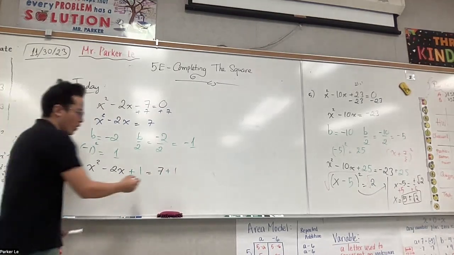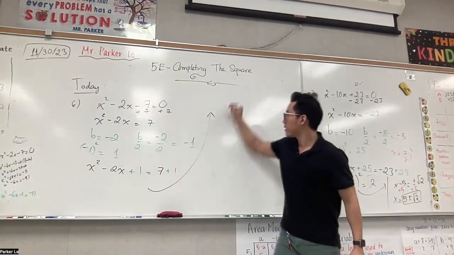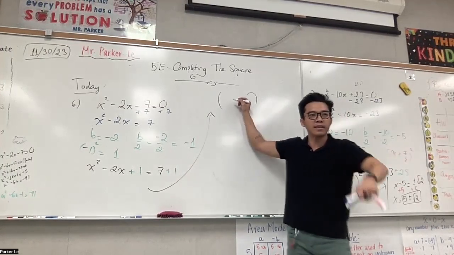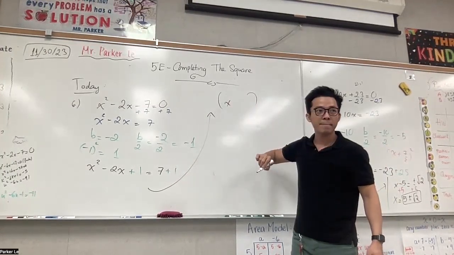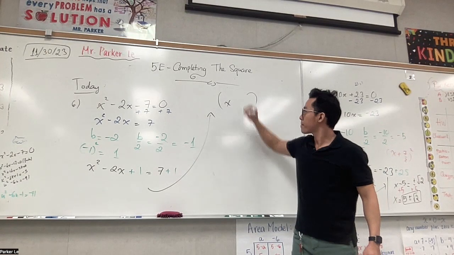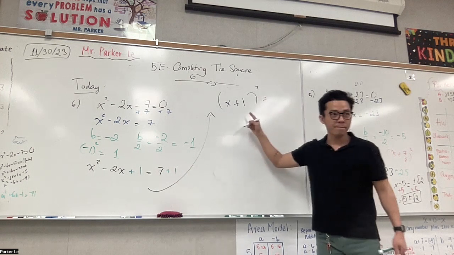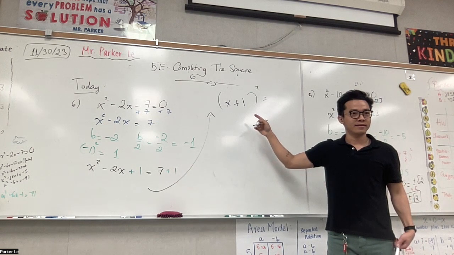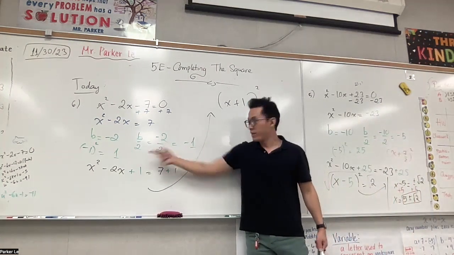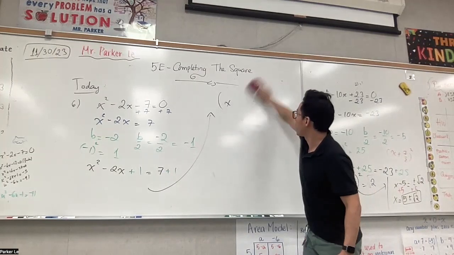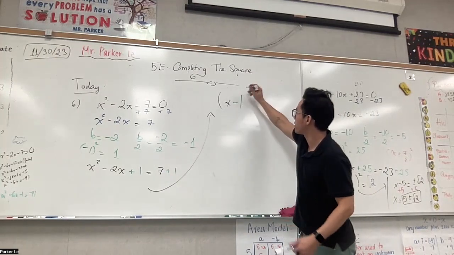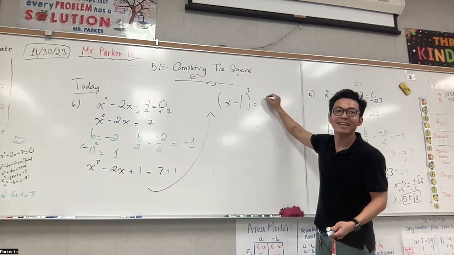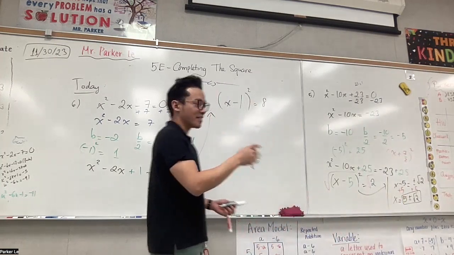Now, what is the left side going to become? Usually this is where you make a mistake. Let's give a point to Melanie. You agree? Why is that 1? It's -1. b over 2, whatever it is, you copy it. So it is (x - 1) squared. What is the right side? 7 plus 1 is 8.